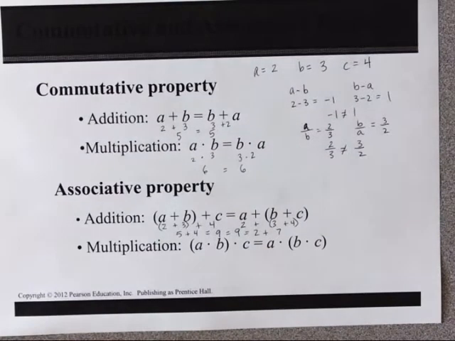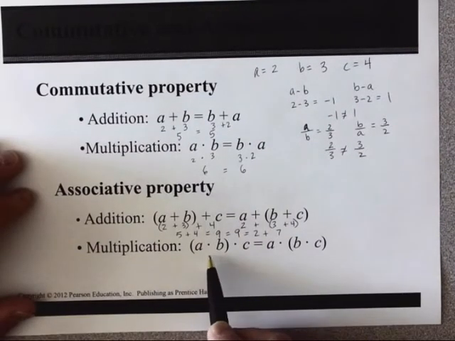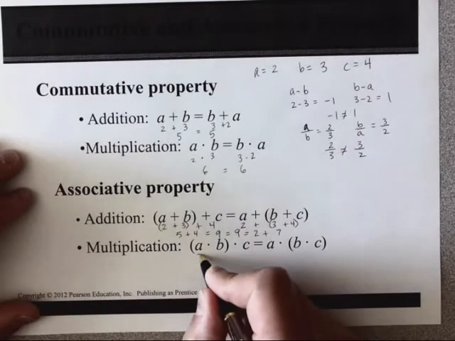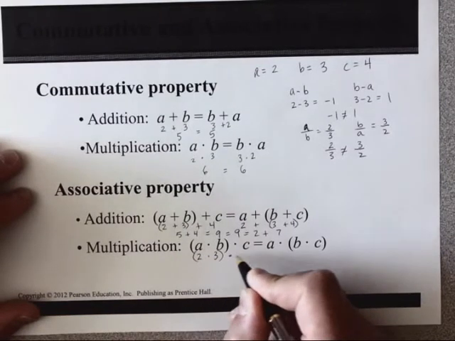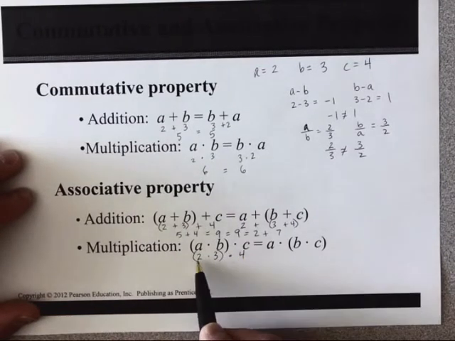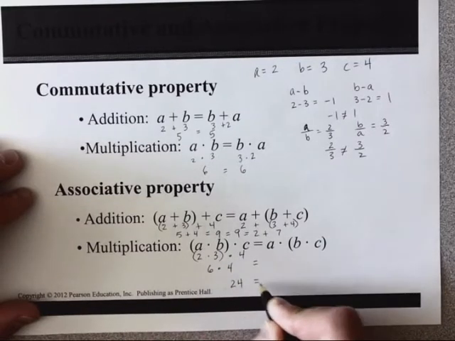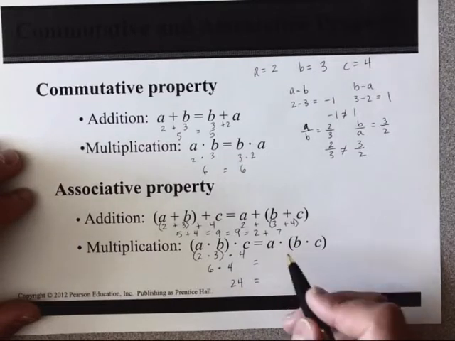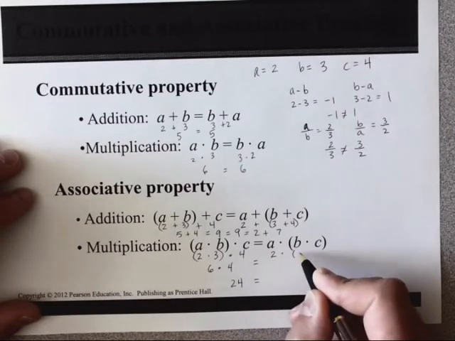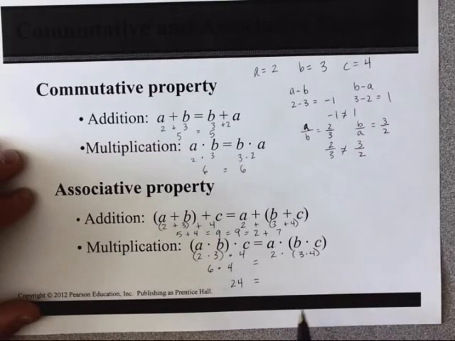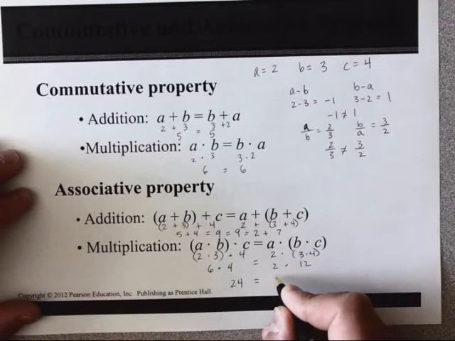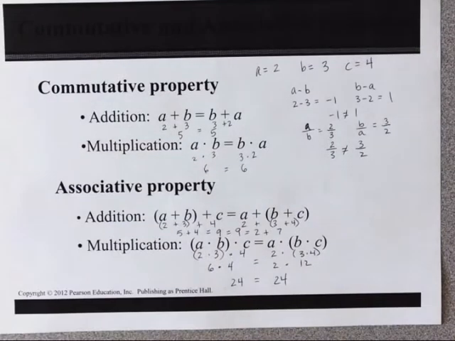Okay. Same thing for multiplication. Changing the grouping around, so you can test that. Following order of operations, 2 times 3 is 6, times 4 is 24. 2 times parentheses 3 times 4. So do the parentheses, 3 times 4 is 12, 2 times 12 is 24. Notice those are both equal. So notice I'm keeping the A, B, and C in the same order. I'm just moving the parentheses around. Okay.